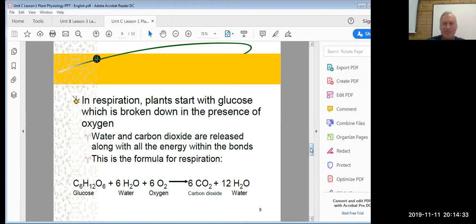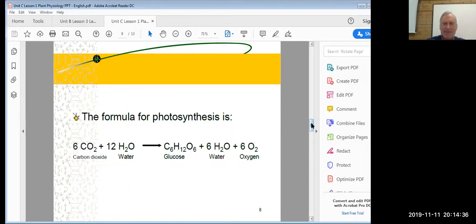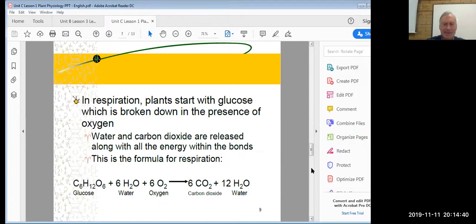Here's the formula for respiration. No, that's photosynthesis. Where's respiration? Here's respiration. So respiration is just the opposite of photosynthesis. You take the sugar, the glucose, and water and oxygen, and you get carbon dioxide and water. So that's what we do when we eat, and our metabolism processes what we eat. We need to take in oxygen, and we give off carbon dioxide.